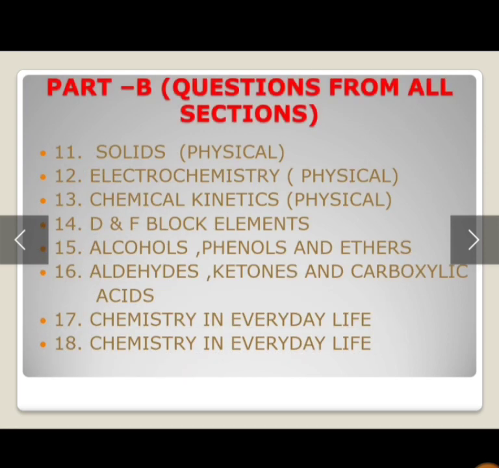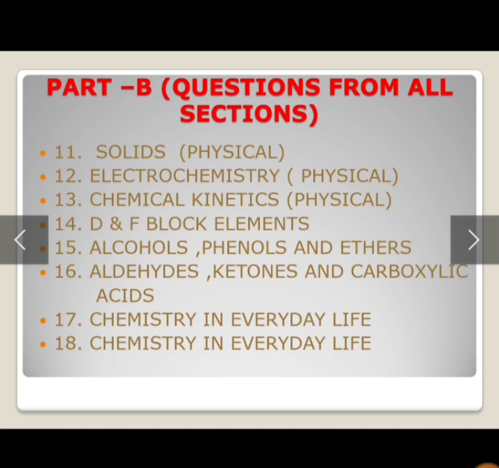Then comes part B. Part B questions. 11th question would be from solids, which is from physical chemistry. Electrochemistry would be 12th, physical. And 13th would be chemical kinetics, which is also from physical chemistry. These 3 questions would be from physical chemistry and these would be very easy. Question number 14, D and F block elements.